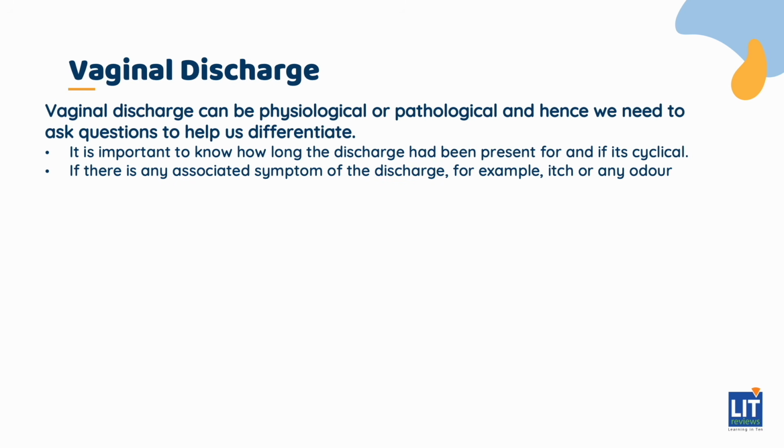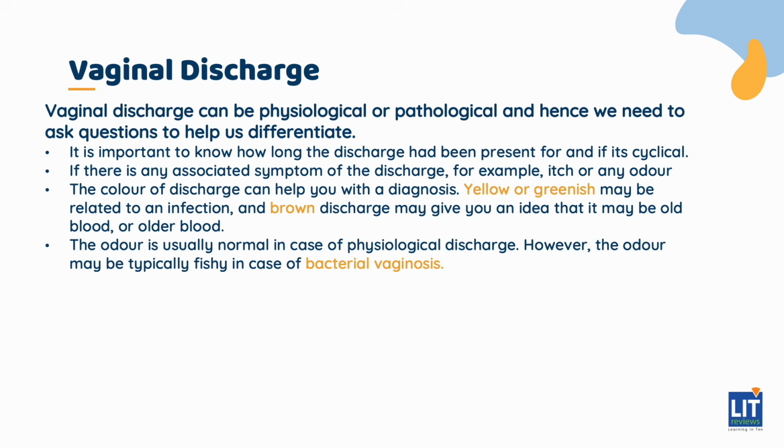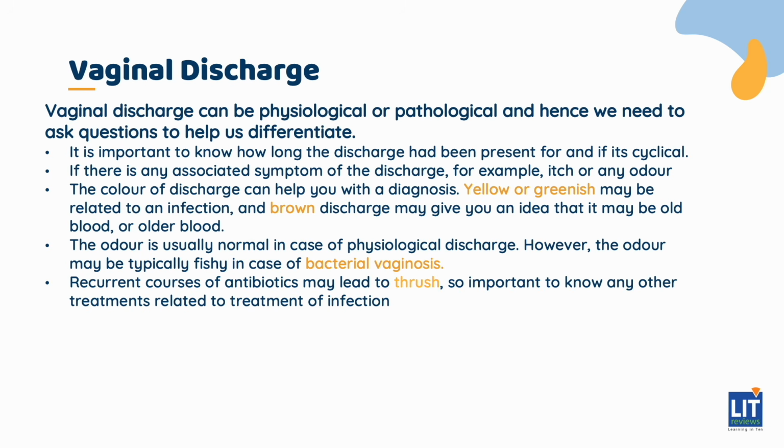Furthermore, any accompanying symptoms related to the discharge, such as itching or odor, need to be documented. The quantity of discharge should also be noted. The color of discharge can provide diagnostic clues. For instance, yellow or greenish discharge may indicate an infection, whereas brown discharge suggests the presence of old blood. Regarding odor, a physiological discharge typically does not have a strong smell. However, in the case of bacterial vaginosis, the odor is often described as fishy.